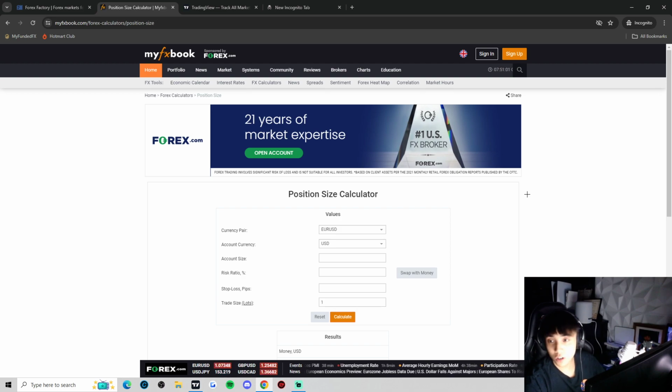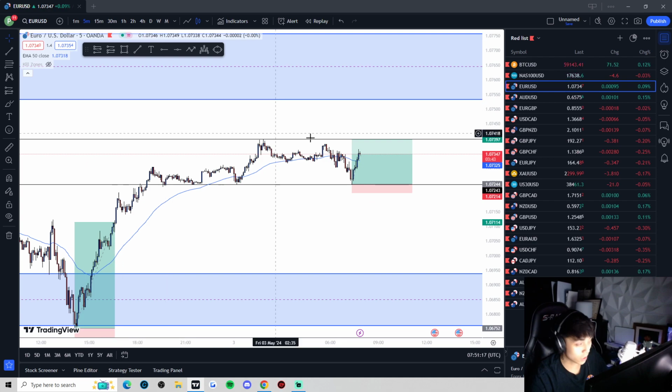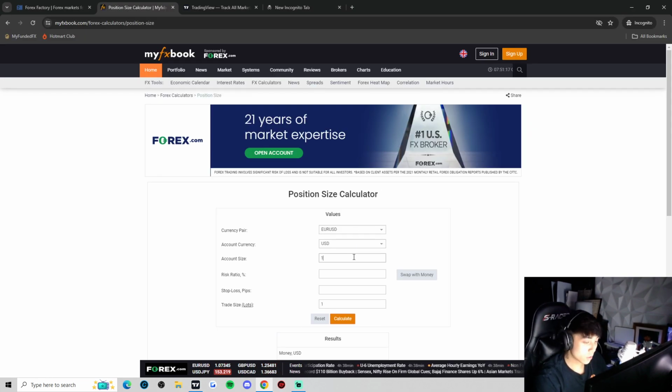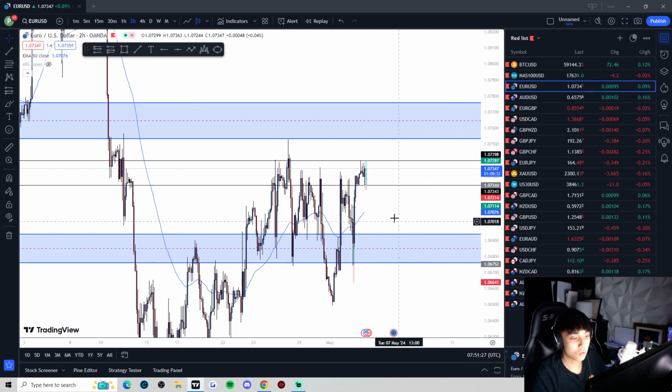So let's say you have a $100,000 account. We'll talk about how you can access funds up to 100,000 even if you don't have that capital. But let's say you have a $100,000 account and you want to risk only 1%. And let's say we're trading EUR/USD, which is the chart that we're looking at right here. $100,000, risk ratio 1%, stop loss. Let's just say your stop loss is here. We will go set up a stop loss real quick.